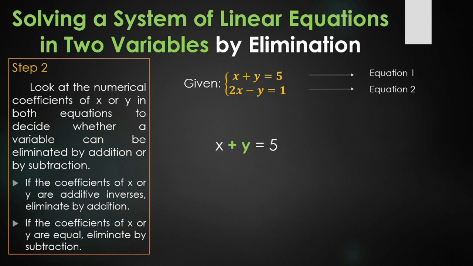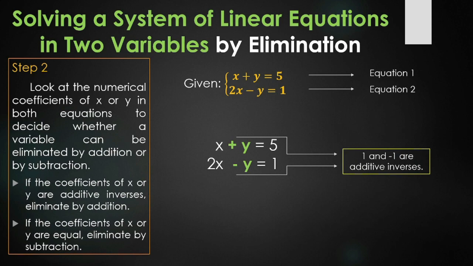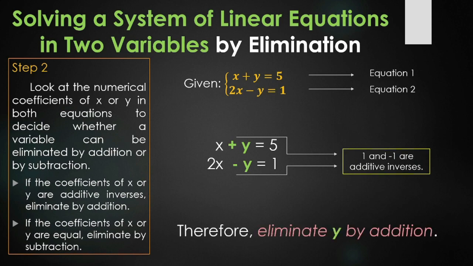Alright, so look at the equation x plus y equals 5. Then, the second equation, 2x minus y equals 1. As we can see, the numerical coefficients of the y terms are additive inverses. For the first equation, the numerical coefficient of the y term is positive 1. And for the second equation, the numerical coefficient of y here is negative 1. So they are additive inverses. Therefore, our decision is to eliminate y by addition.